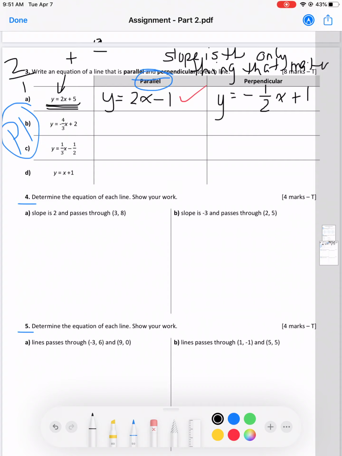Okay, guys, so I'm going to help you now with number 4. It says determine the equation of each line. Show your work. This question has a slope of 2 and it passes through the point (3, 8). I'm not going to show you an example with this exact one because that would just give you the answer, but I'll give you one super similar. What we're doing here is we're given a slope and we're given a point.